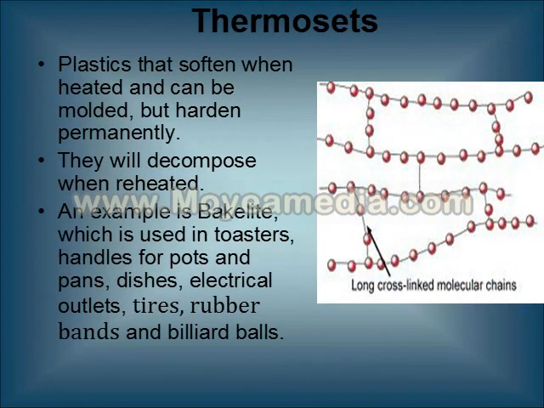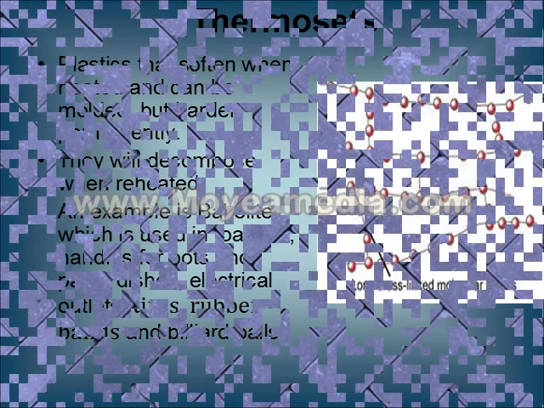The second type is thermosetting plastics. The plastics which soften when heated and can be molded but harden permanently are thermosetting plastics. They will decompose when reheated. This is because, as I can see in the figure, there are cross linkages between the molecular chains. This is the main cause why they decompose when heated again. An example of thermosetting plastic is bakelite, which is used in toasters, handles for pots and pans, dishes, electrical outlets, tires, rubber bands and billiard balls.